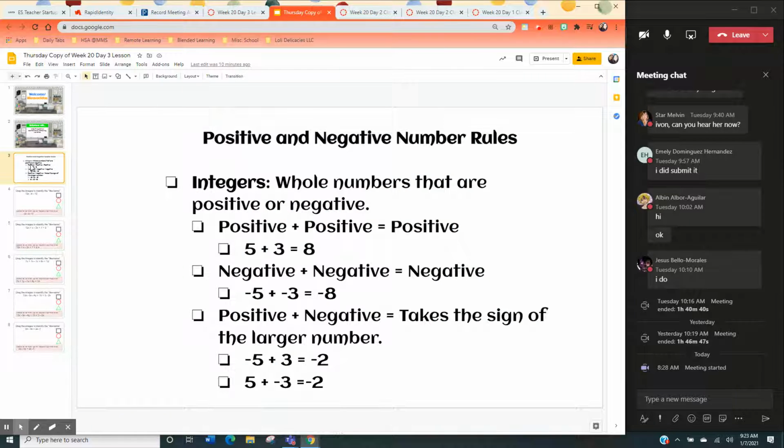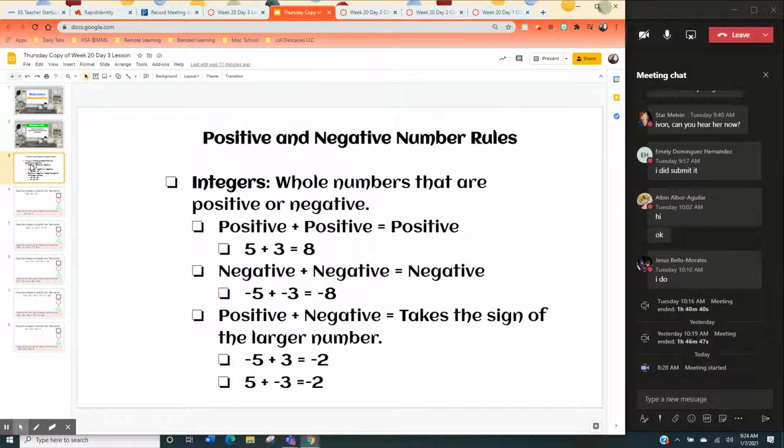So let's go ahead and look at our positive and negative number rule. We're going way back to when we were in number sense, when we were looking at integers. Remember, integers, like we've been seeing, are whole numbers that are positive or negative. That doesn't mean that's all we will be seeing, but we will be seeing whole numbers for right now. Remember, these rules also apply to rational numbers like fractions and decimals. So please make sure you're writing these rules down in your notebook for today.